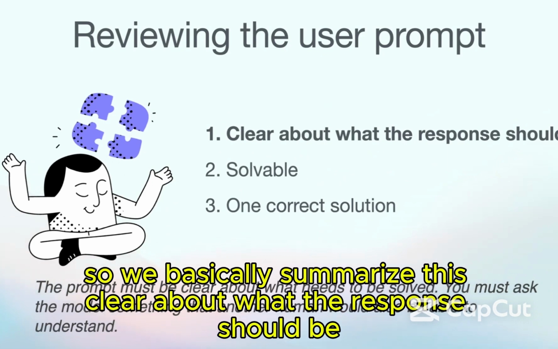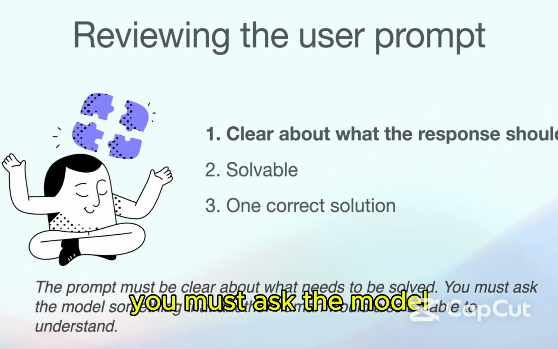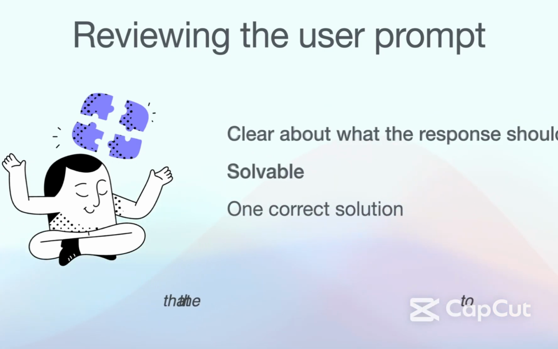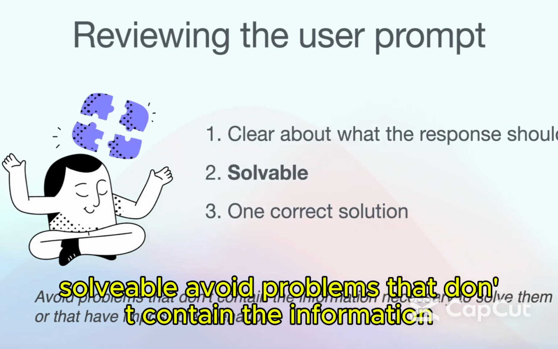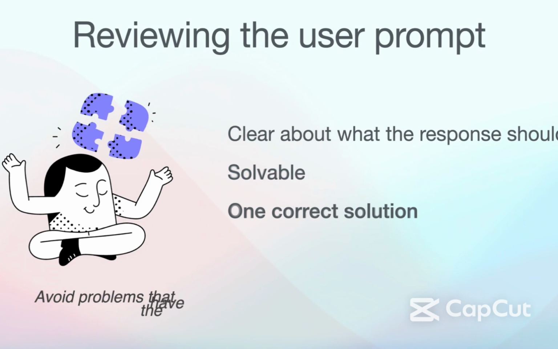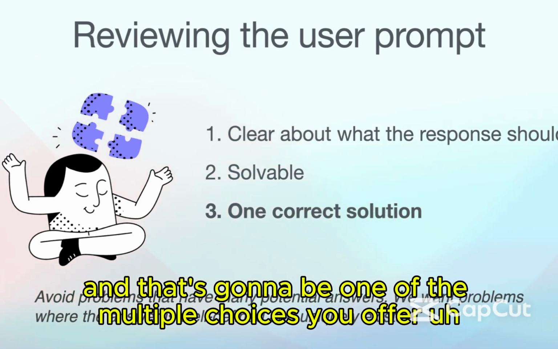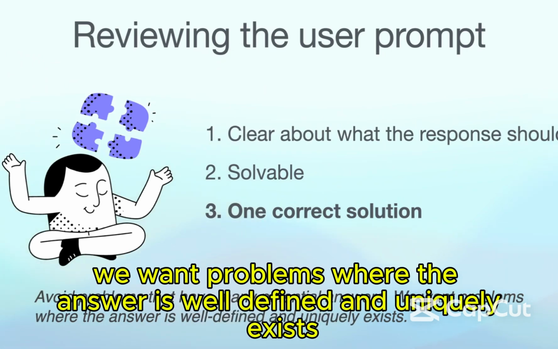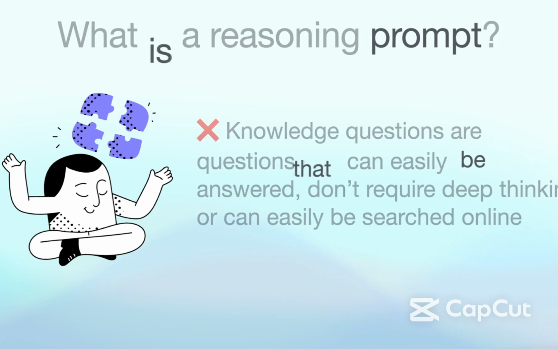So we basically summarize this: clear about what the response should be. You must ask the model something that another human would also be able to understand. Solvable: avoid problems that don't contain the information necessary to solve them or impossible scenarios. 1 correct solution, and that's going to be one of the multiple choices you offer. So avoid problems that have many potential answers. We want problems where the answer is well-defined and uniquely exists.